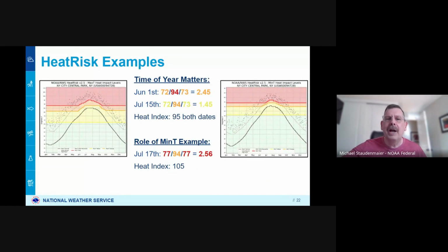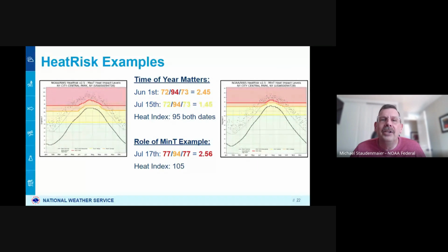All right, let's go through a couple of quick examples working through the 24-hour equations. So let's focus on New York City Central Park for this. First, we can demonstrate that the time of year matters. So in this example, the heat index is 95 degrees for both June 1st and July 15th. The high and low temperatures are exactly the same, obviously. But in this early part of the year, we see that the lows of 72 and 73 would both contribute a value of 2 to the 24-hour equation, and the high of 94 would contribute a value of 3.